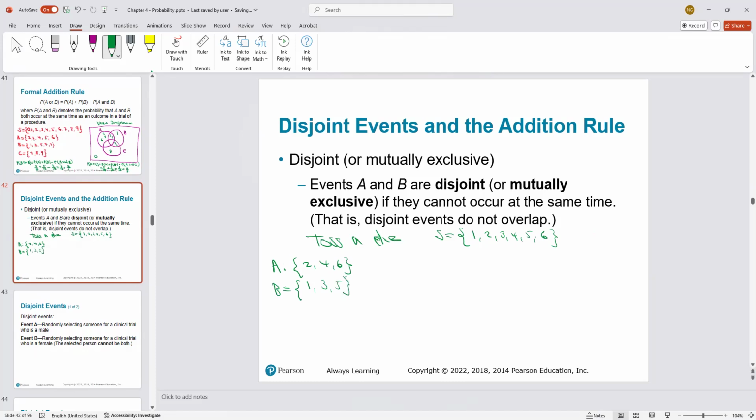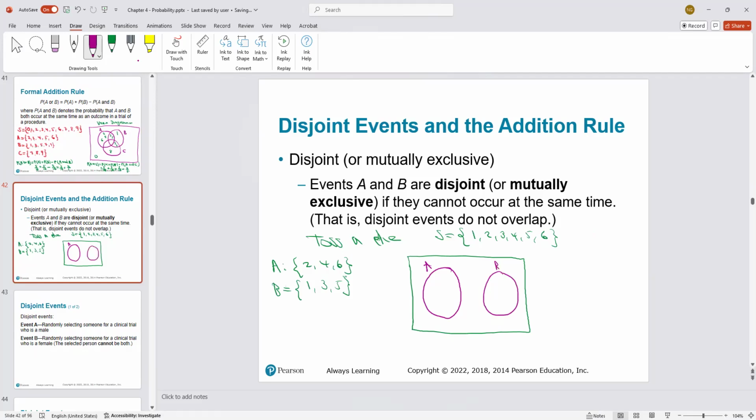So now, if you want to represent these two events in a Venn diagram, look at these two events. They have nothing in common. Event A has all the even numbers and the other one has all the odd numbers, so they have nothing in common. We call that disjoint or mutually exclusive events. Events A and B are disjoint or mutually exclusive if they have nothing in common. I mean, if they cannot occur at the same time, that is, disjoint events do not overlap.